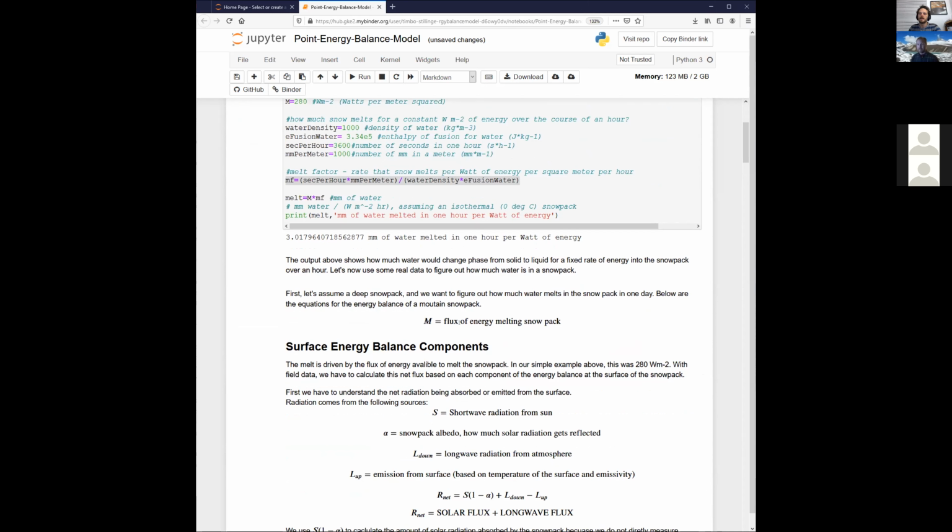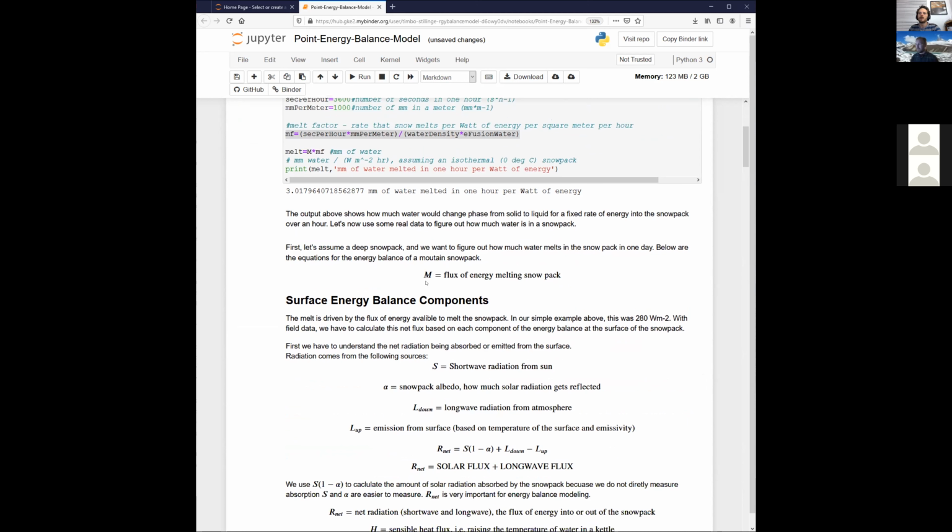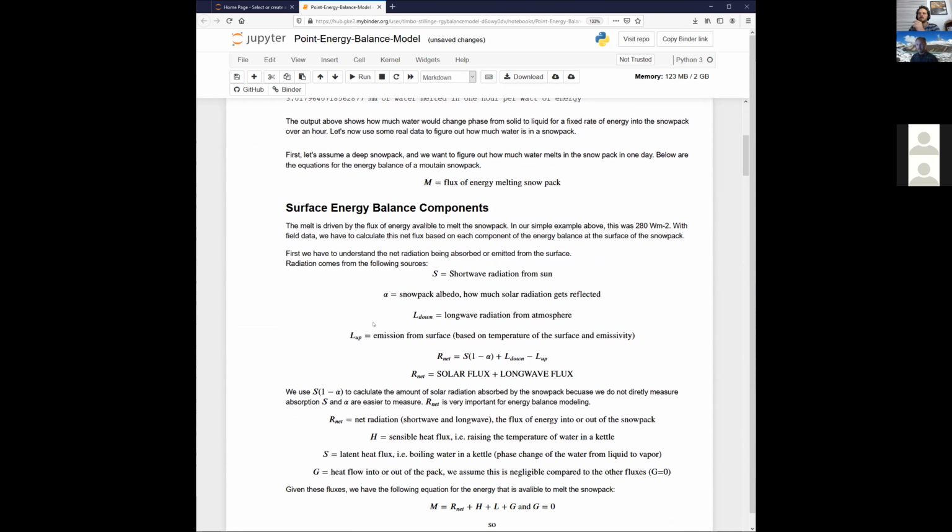Using station data, we want to figure out, instantaneously, at every hour of the day for the entire season, how much energy we have available to melt the snow. In order to know that, we need an understanding and measurements of all the various components of the surface energy balance, because the melt is driven by the flux of energy available to melt the snowpack. Now we're going to talk about all the components of the energy balance equation that we need to measure, which affect how fast the snow melts.